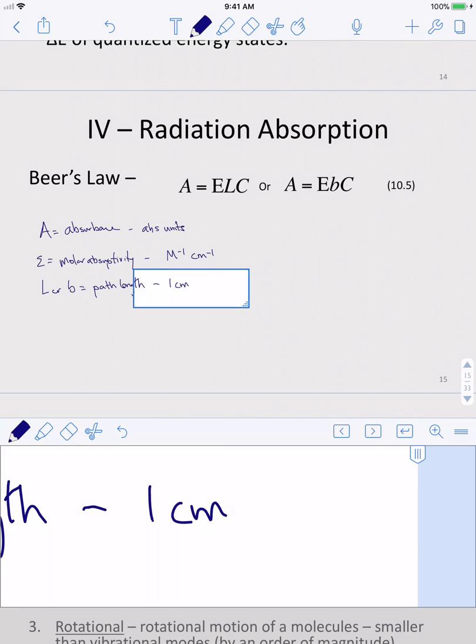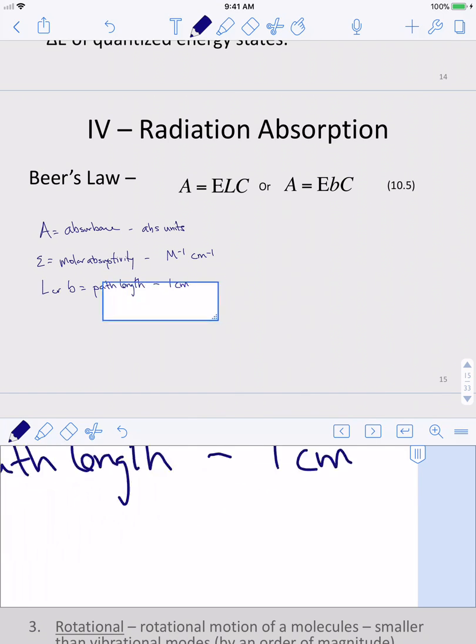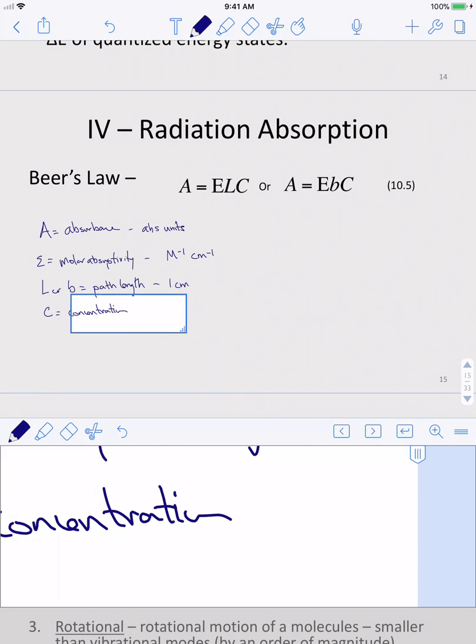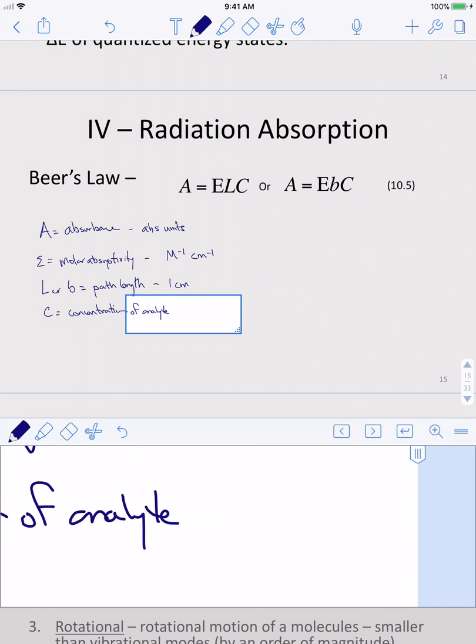So if you think about a cuvette, it is 1 centimeter by 1 centimeter. We also have small volume cuvettes that you see. Those are thinner in one dimension, but still 1 centimeter in length, so the path length is 1. So 1 is standard, but you can certainly buy cells that are different path lengths. And then C, of course, is the concentration of analyte, which is going to be in molarity.